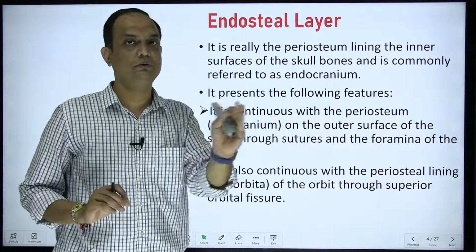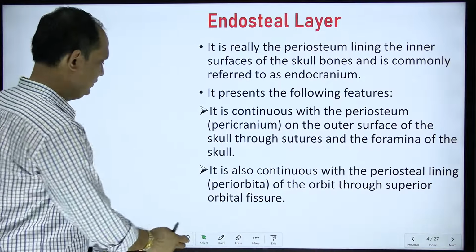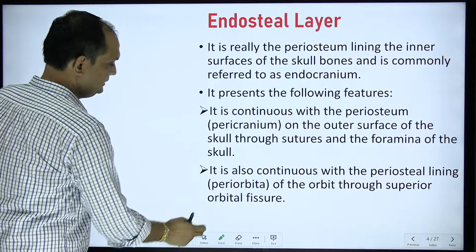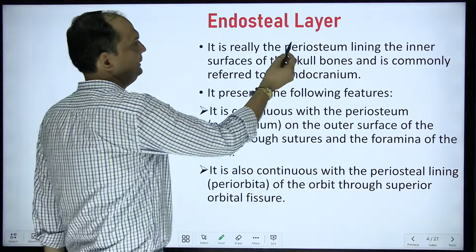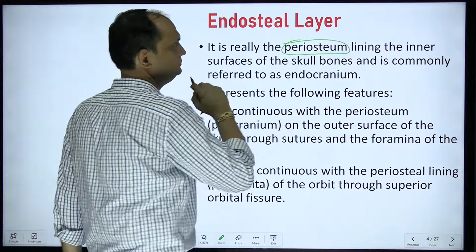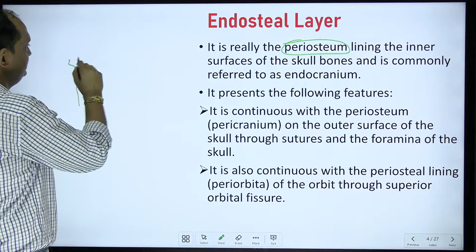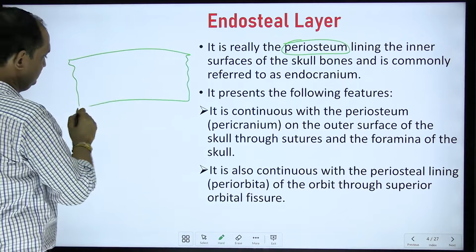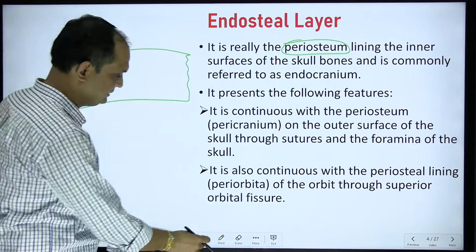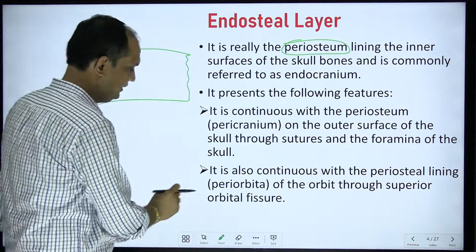Now we'll discuss the two layers one by one. First is the endosteal layer. Now when you see the endosteal layer, it is actually a periosteum. Now what does it mean? Suppose this is your bone. Now this is your skull bone. Clear? Now we know that the skull bone has an inner and outer layer.